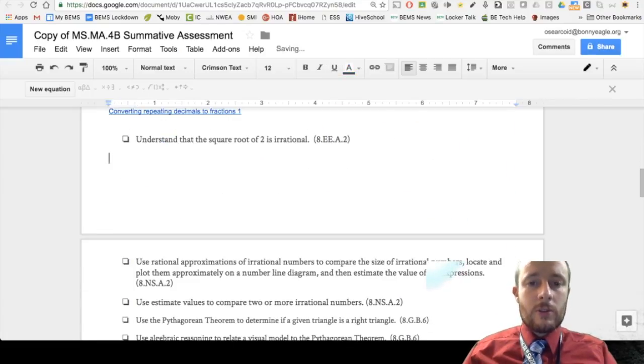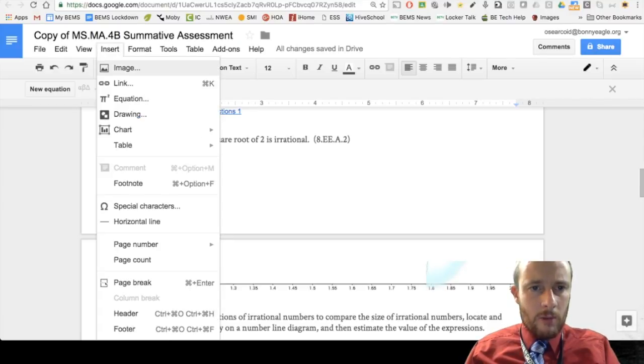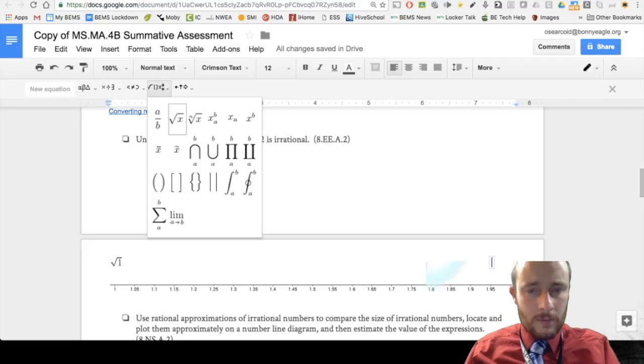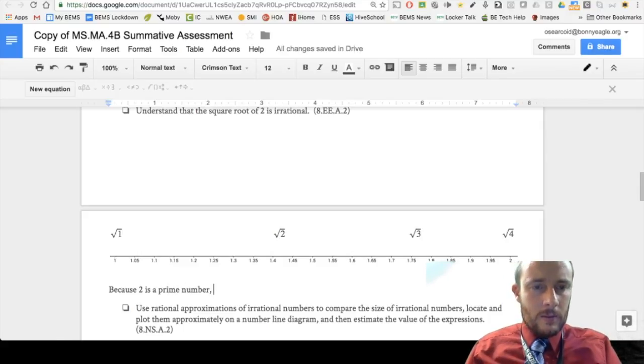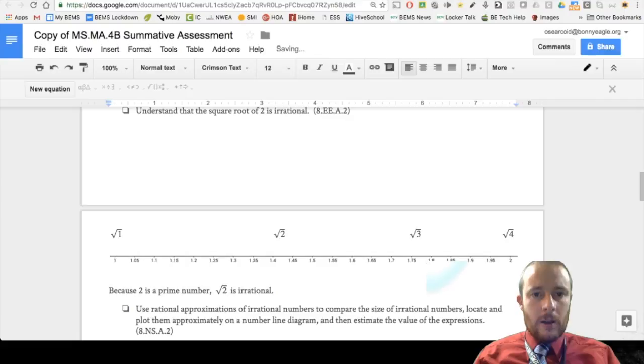Understanding that the square root of 2 is irrational. This is the one where in class we made a number line. Right? Here's this number line right here. I know that the square root of 1 is 1. Okay? So I'm going to put in the square root of 1 right there at 1. The square root of 4 is 2. That's all we need. Understanding that the square root of 2 is irrational. And why? Because it's a prime.